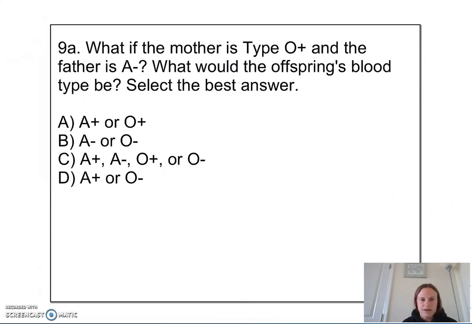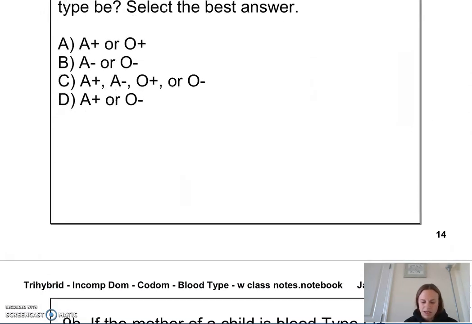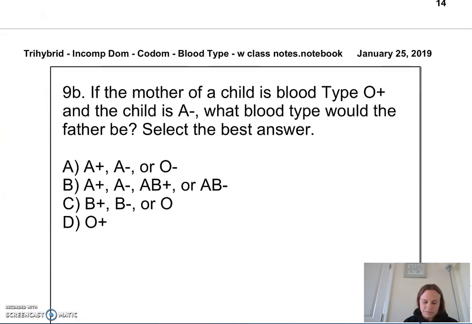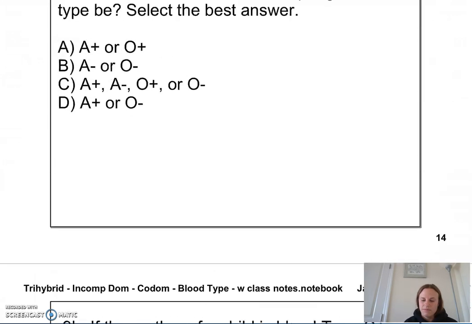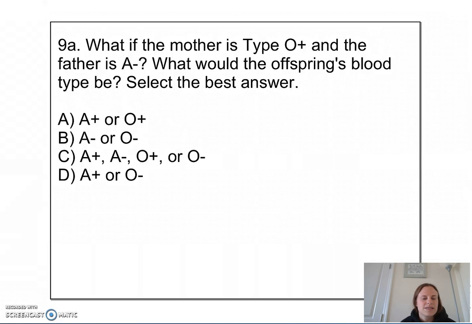So here are some sample questions that you could be asked regarding blood type. They would ask you, if the mother is type O positive and the father is A negative, what could the offspring be? Or they could give you the mother's blood type and the child's blood type and ask what the father would be. So I like to treat this as a dihybrid problem where blood type is the first characteristic and Rh factor is the second characteristic. So let me show you what I mean.